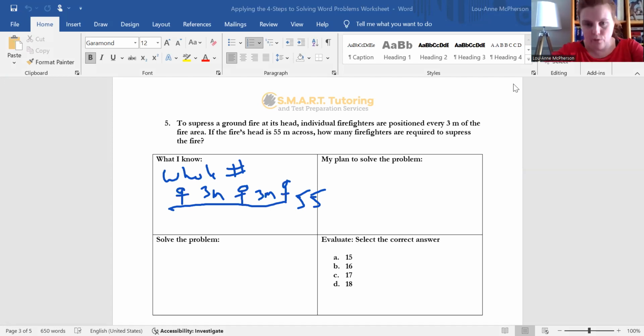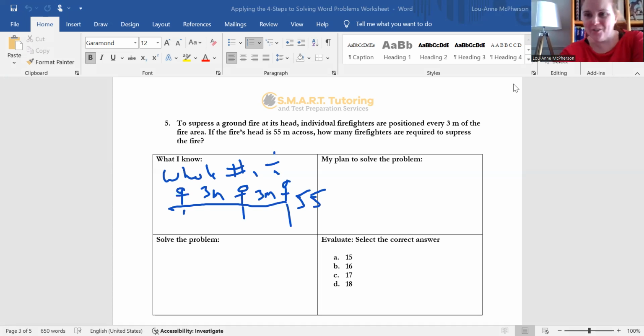Okay. Now, when you look at this diagram, you can see that it's being cut up into different sections that are 3 meters long. All right. Anytime you're asked to cut up something that is in equal groups, that is an indication of division. So you are going to be dividing whole numbers.